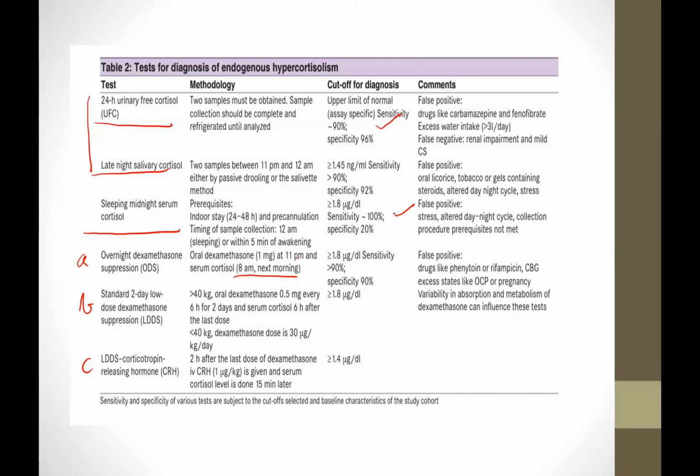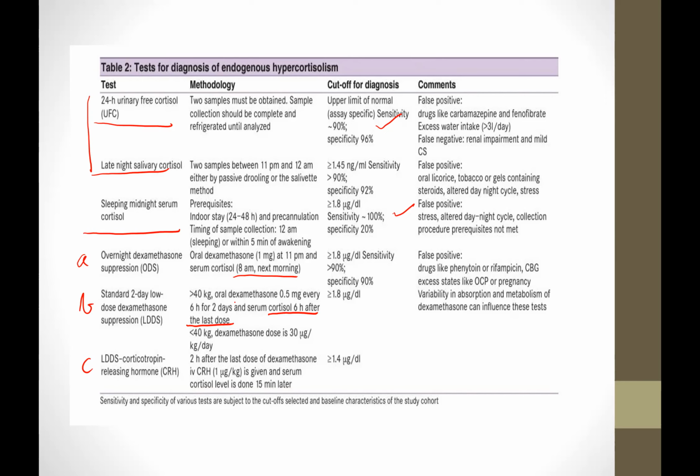What is the other method? I can do a low dose dexamethasone. That is, give for 2 days, every 6 hourly, 0.5 milligrams of dexamethasone. That means per day I would have given 2 milligrams, for 2 days. That is 4 milligrams I would have given, and measure the cortisol 6 hours after the last dose. Okay, this is for people who are more than 40. Less than 40, they adjust the dose like that. This is called LDDS, the standard 2-day low dose dexamethasone suppression test.